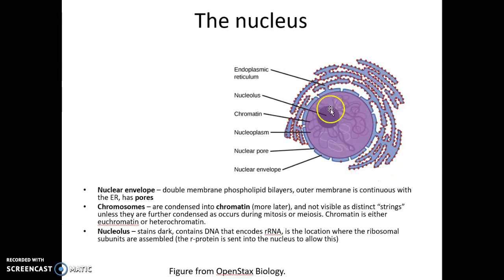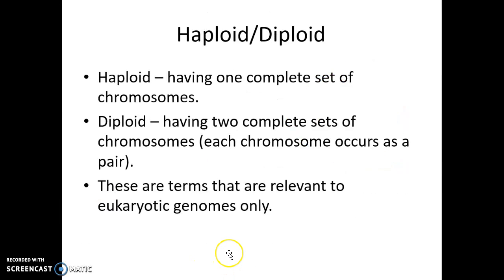And that area always stains really dark microscopically, so we can see where it is quite distinctly. When talking about eukaryotic genomes, it's important to remember the definition of the terms haploid and diploid. These are adjectives. So to be haploid means having one complete set of chromosomes, and to be diploid means having two complete sets of chromosomes. In other words, each chromosome is present as a pair. Whether they're lined up together or not, they're there in the nucleus as a pair.